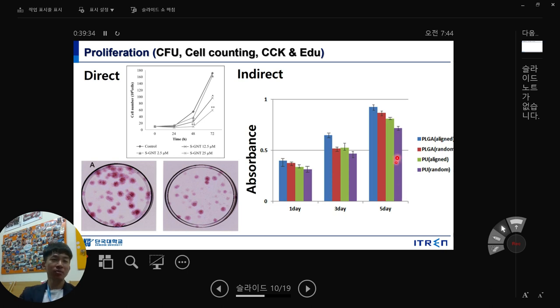Okay. And then if you want to highlight proliferation rate, the day 3 or 5 absorbance values can be divided by day 1. Okay. And then you can see how your cell number is increased based on this indirect assay. Indirect means that when you do CCK, this absorbance is based on mitochondrial dehydrogenase activity. So that is why I say indirect.